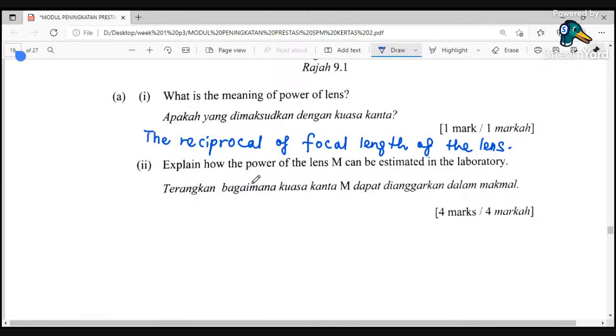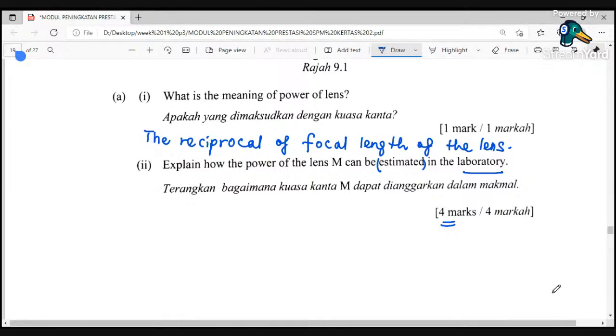Explain how power of lens can be estimated. Estimation in the lab. 4 marks. So in this case, we use a convex lens. Method is estimation, means we cannot get accurate value, just estimation.